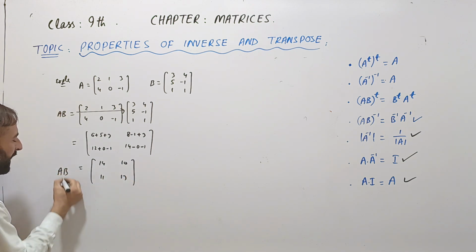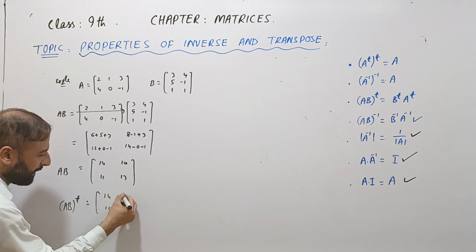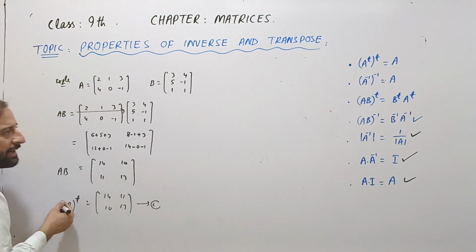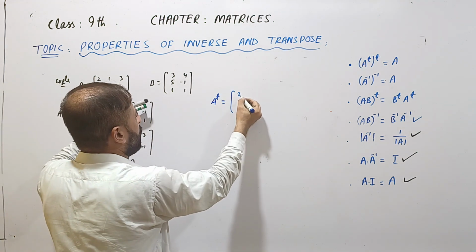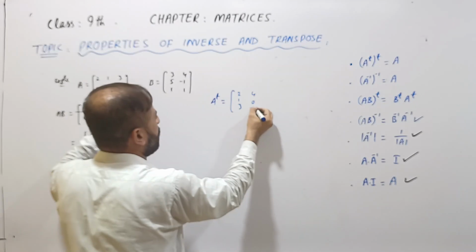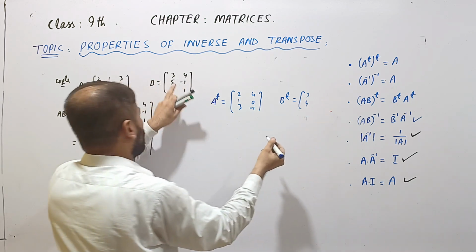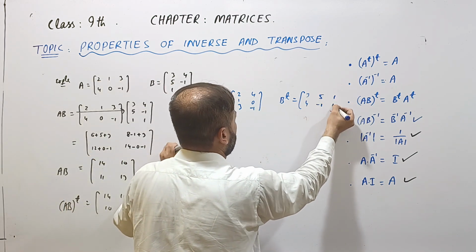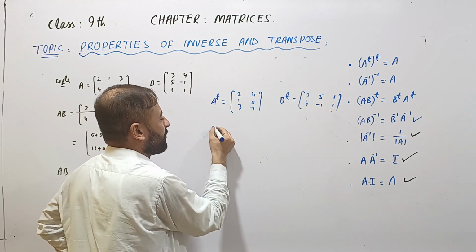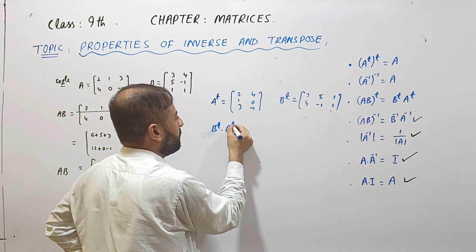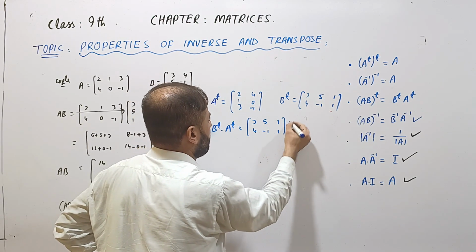Now students, if you take the transpose of this, meaning interchange rows with columns, first row becomes first column and second row becomes second column. This is your left hand side. Now A transpose will be first row converted to first column, second row into second column. This is B transpose: 3, 4, 5, minus 1, 1, 1. Right, students? Okay. Now, B transpose, A transpose: 3, 5, 1, 4, minus 1, 1.